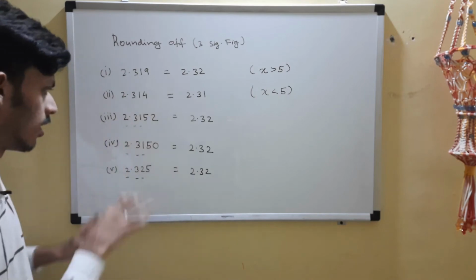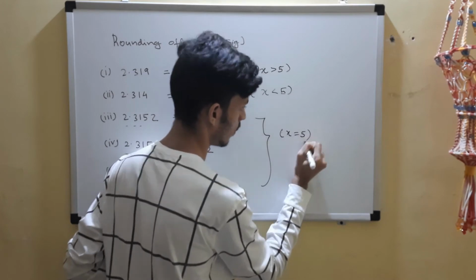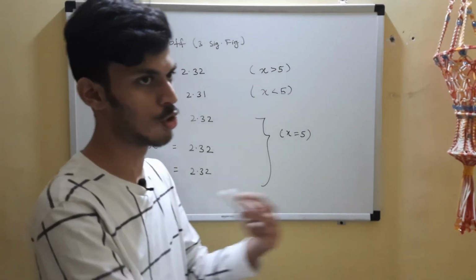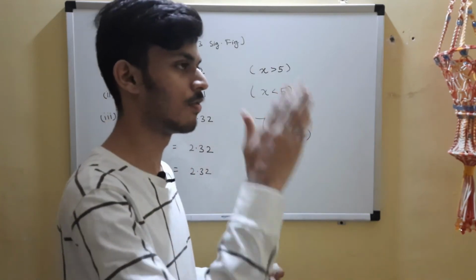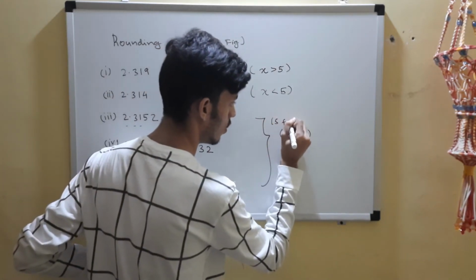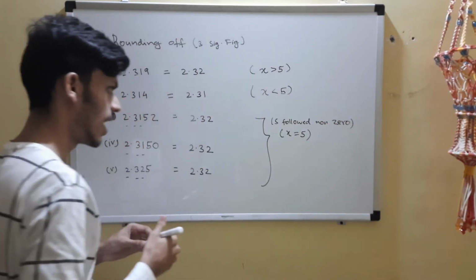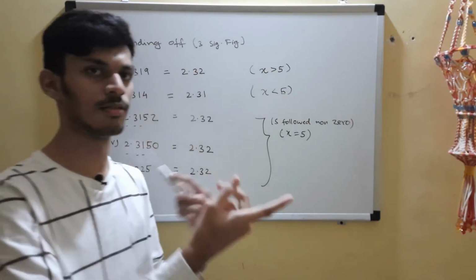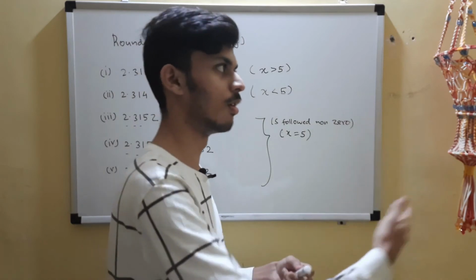Now what if it is equal to 5? Here we have 3 cases in which it's equal to 5. Now you have to check carefully if you have 5 and if it's followed by something else also. Here it's 5 followed by some 2 which is non-zero. So this is 5 followed by non-zero. In that case, what do you do? You drop both the digits and increase the previous one by 1, if you have a non-zero digit after 5.